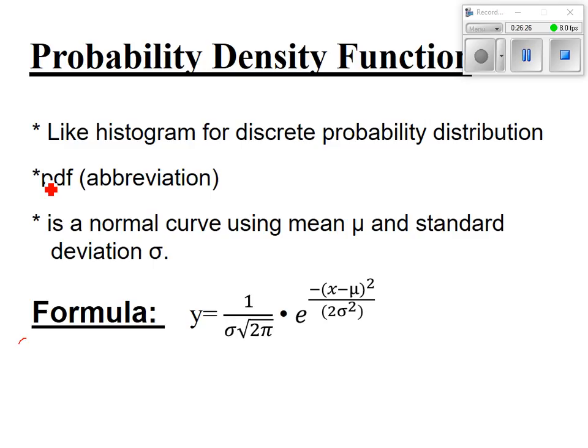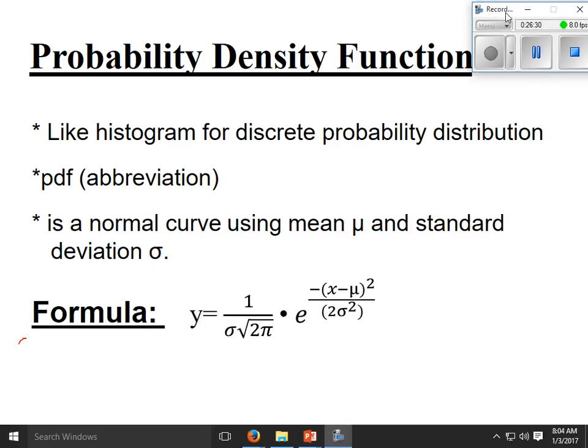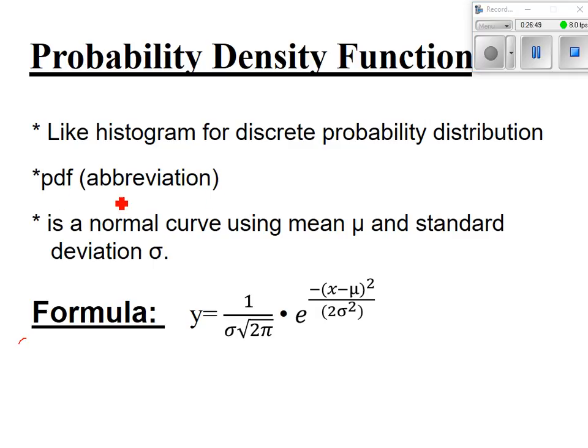All right, probability density function. It's like a histogram for discrete probability distributions. So it's sort of the same thing. What we're doing is figuring out what part falls in that certain range. PDF is the abbreviation, same on the calculator. That's where the PDF on the calculator comes from that we've been using.